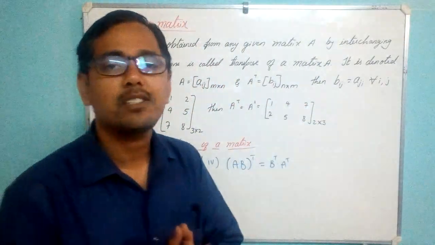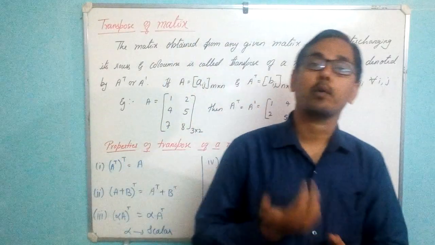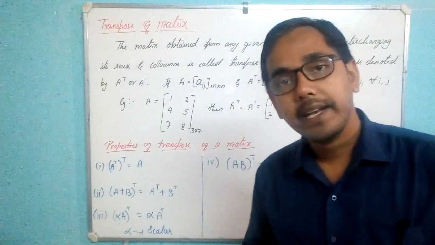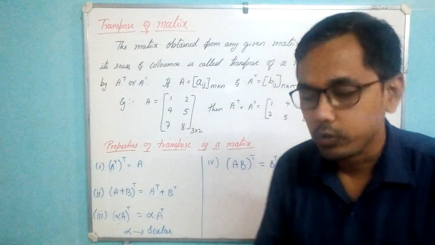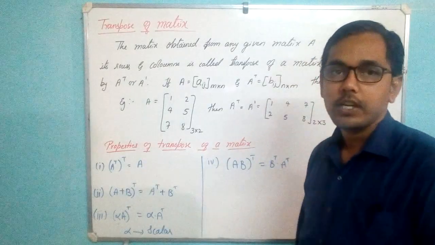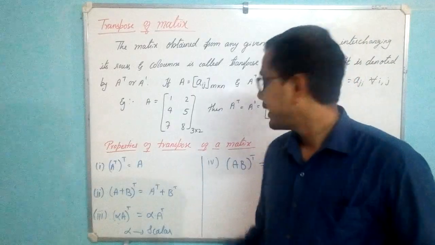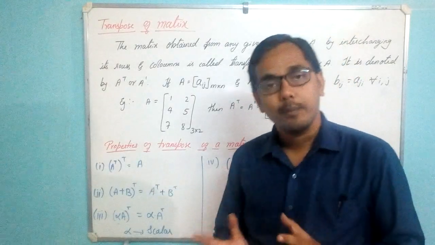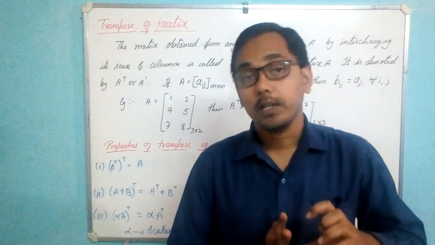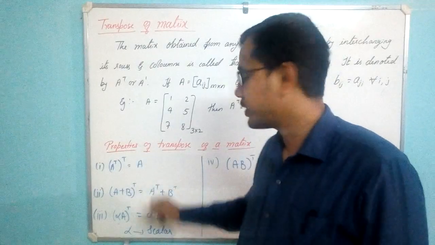When you interchange rows and columns, it will acquire certain properties or conditions which are needed to call it the transpose of a matrix. What is the first one? Transpose of A transpose will become A. It will be equal to A. That is, matrix A is available, you take a transpose, then you get A transpose. You take the transpose of that A transpose, once again you will get back the original matrix.